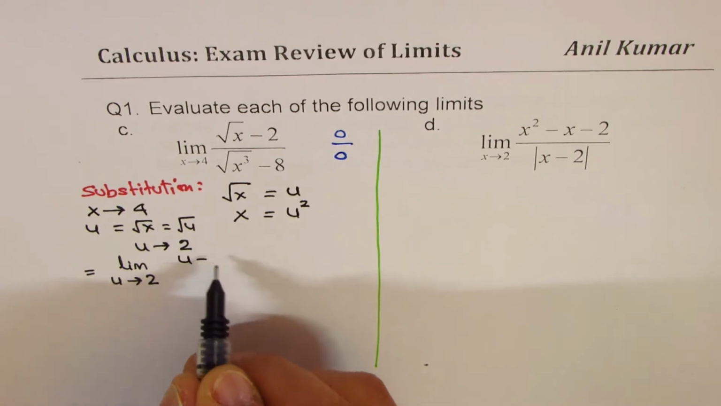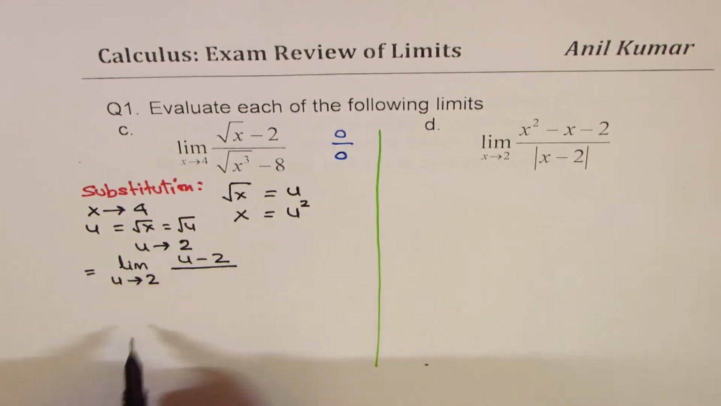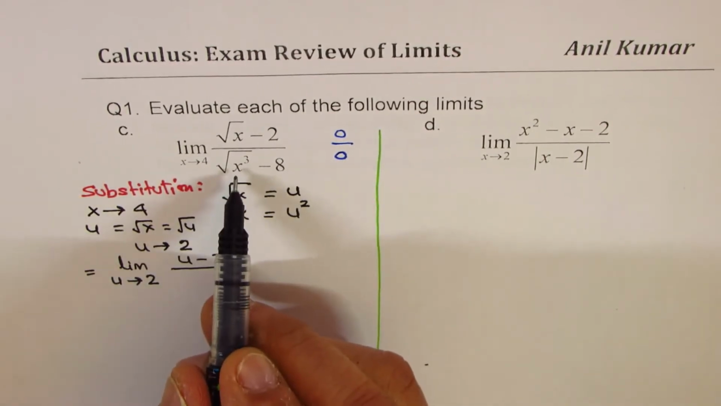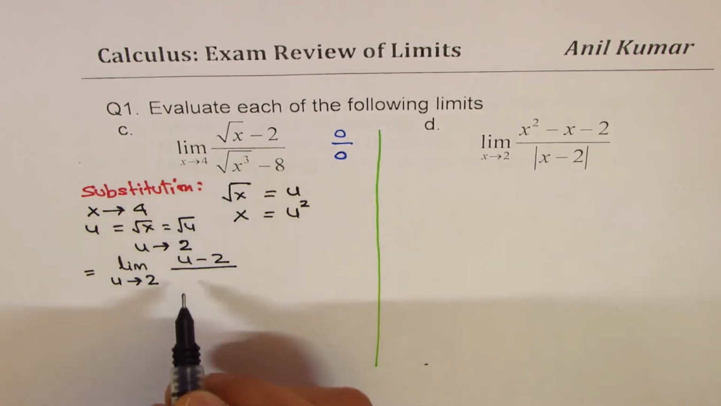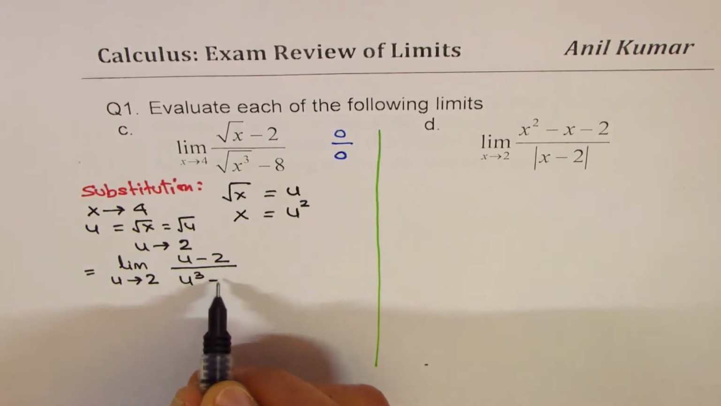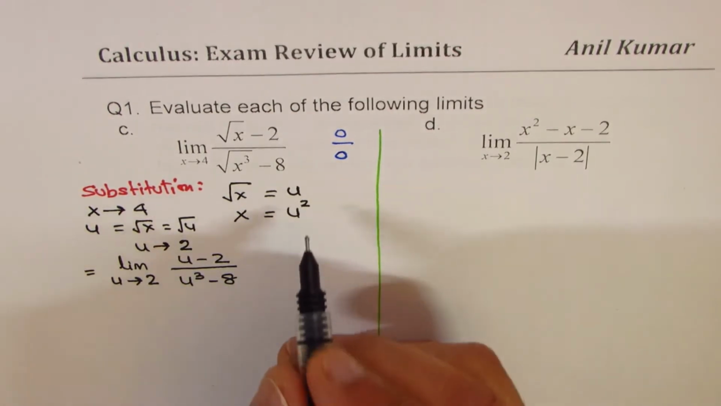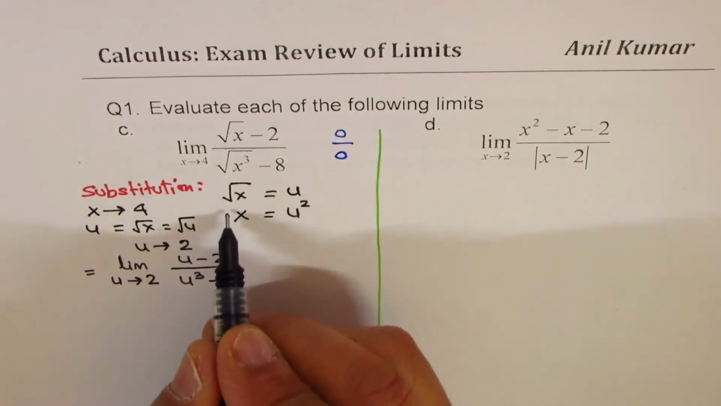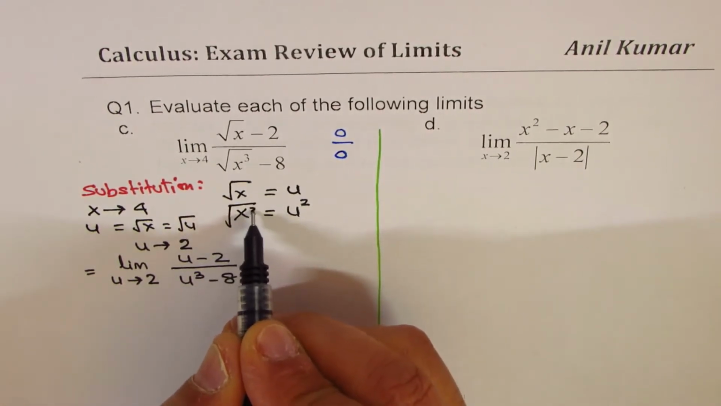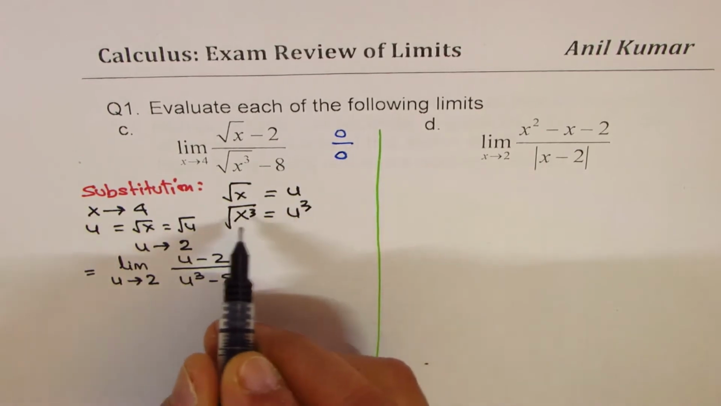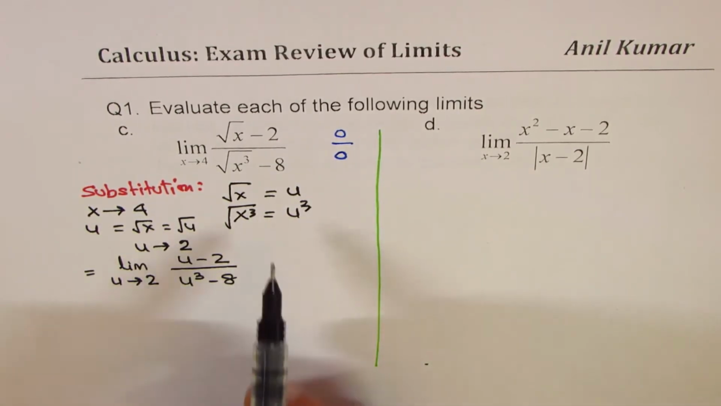So we get u minus 2 in the numerator divided by, here, the square root of x cubed, so it is u cubed, correct? u cubed minus 8. Does it make sense to you? Right? So that is how it is. Basically, we actually wanted the cube of x squared, which is u cubed. Does that make more sense? It does, right?